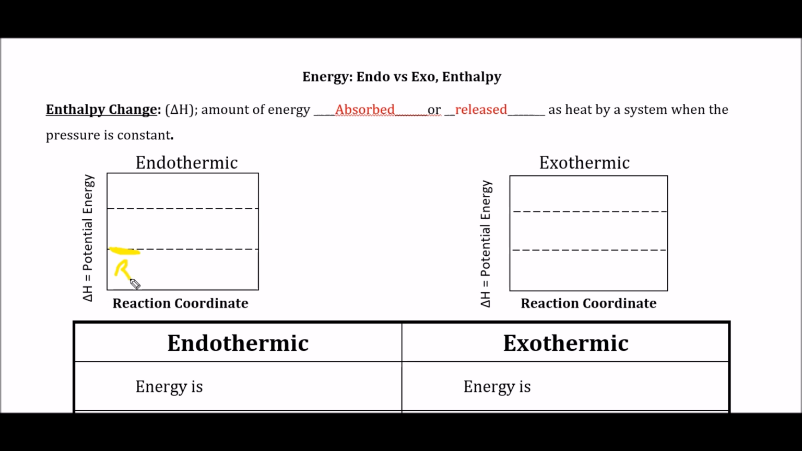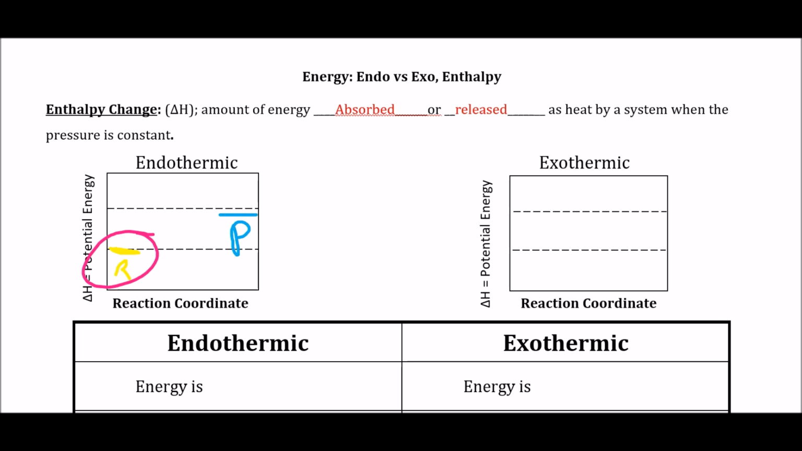All right. Now, as the reactants turn to products, they're going to absorb energy. And so what happens is the products are going to end up with more energy than the reactants. So to go from reactants to products, they need to absorb energy. And so as you can see here, the reactants are at a lower energy than the products, because they absorb energy.